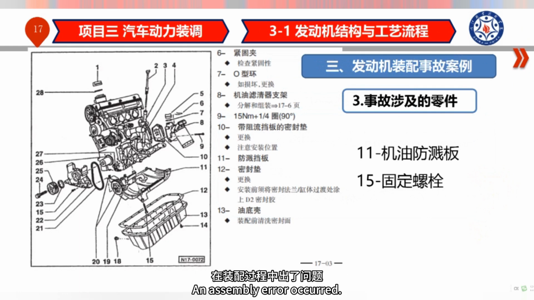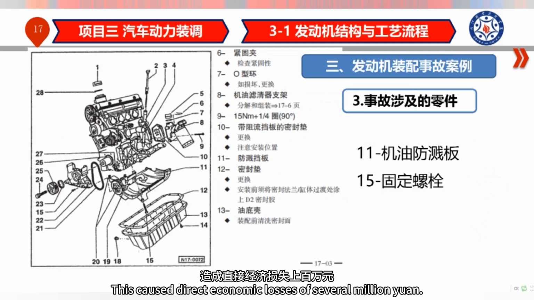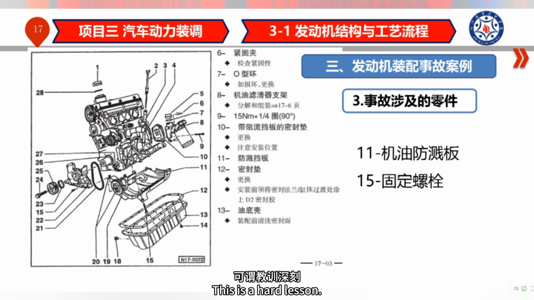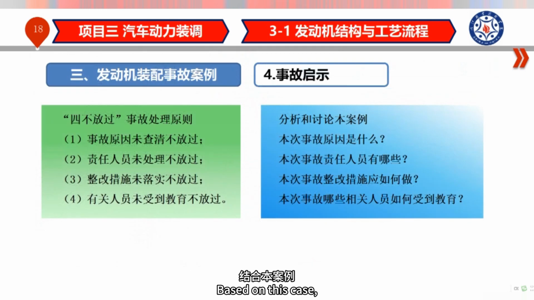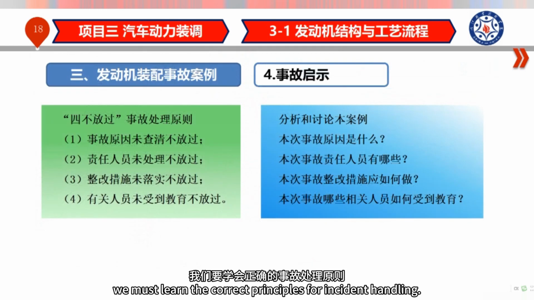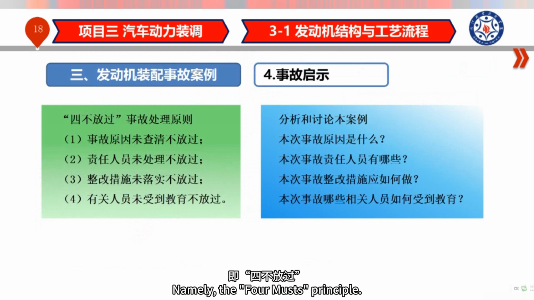An assembly error occurred. This caused direct economic losses of several million yuan. The indirect economic losses exceeded 10 million yuan. This is a hard lesson. Based on this case, we must learn the correct principles for incident handling, namely, the 4 musts principle.